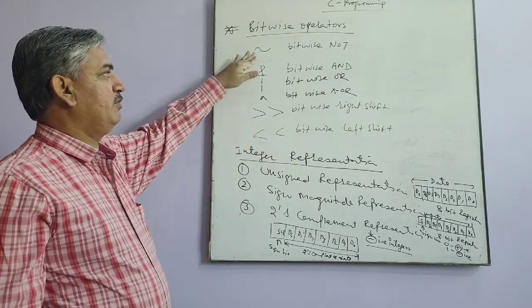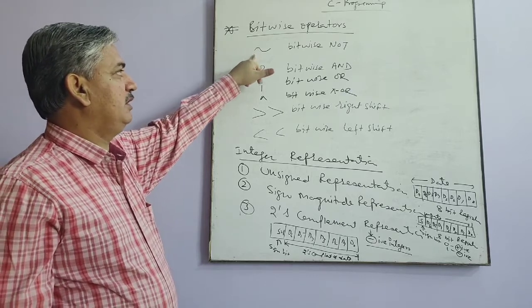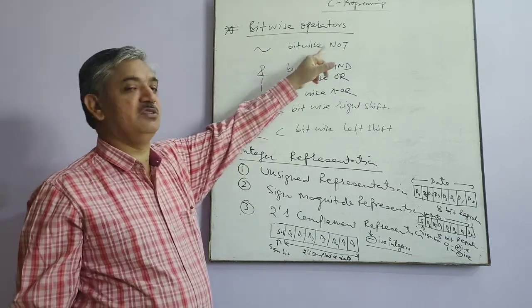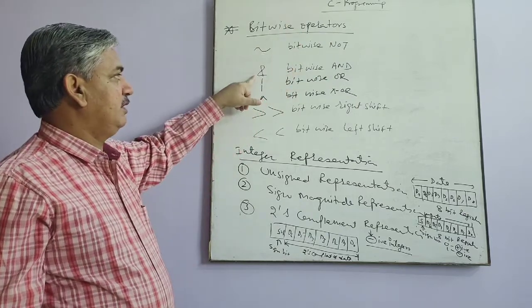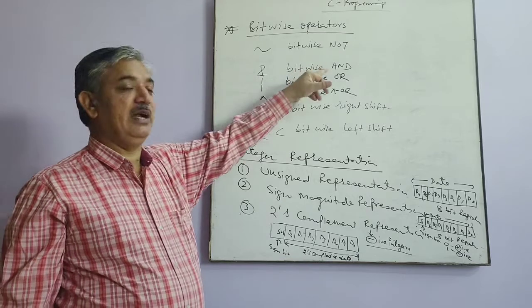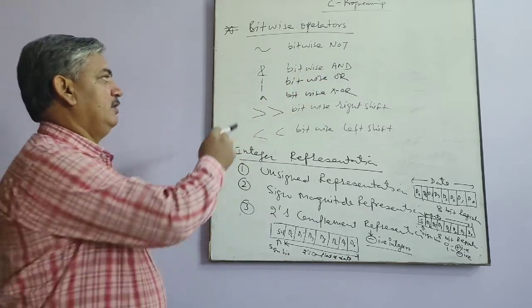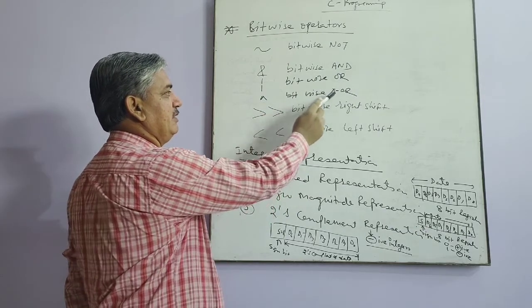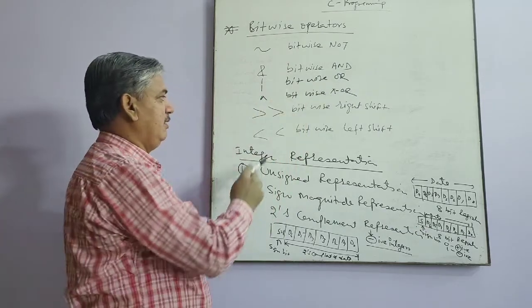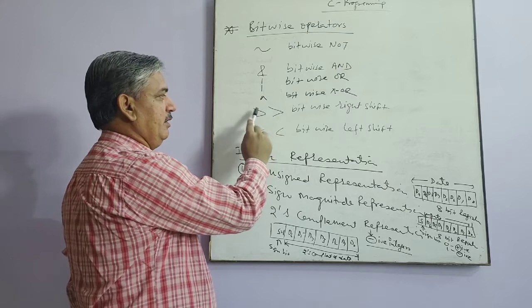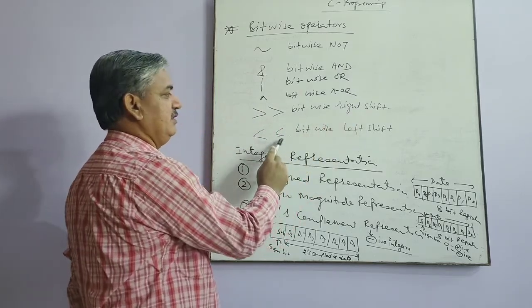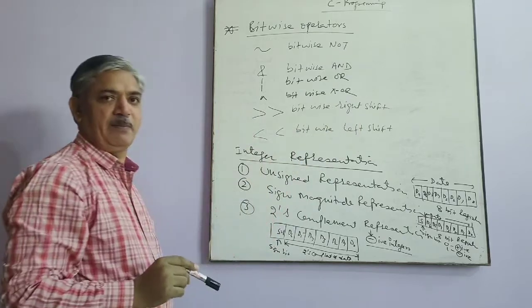The bitwise operators: this symbol is for bitwise NOT. This is tilde. Tilde symbol is for bitwise NOT. This ampersand symbol is for bitwise AND. This pipe is for bitwise OR. Cap is bitwise XOR. This is for bitwise right shift and this is bitwise left shift. Okay.